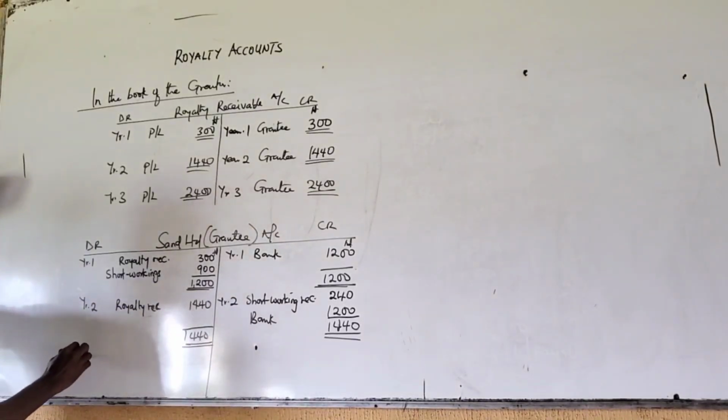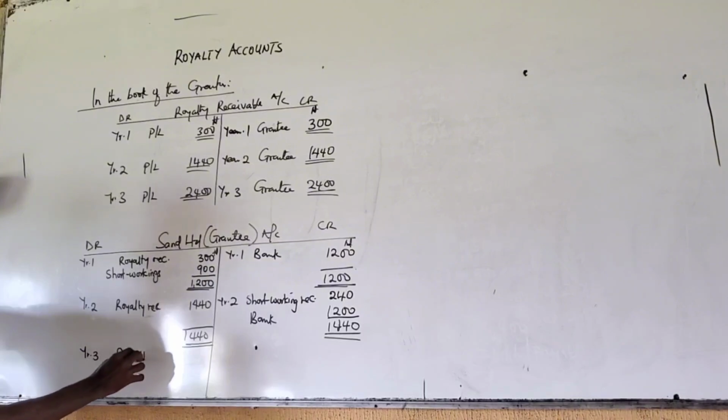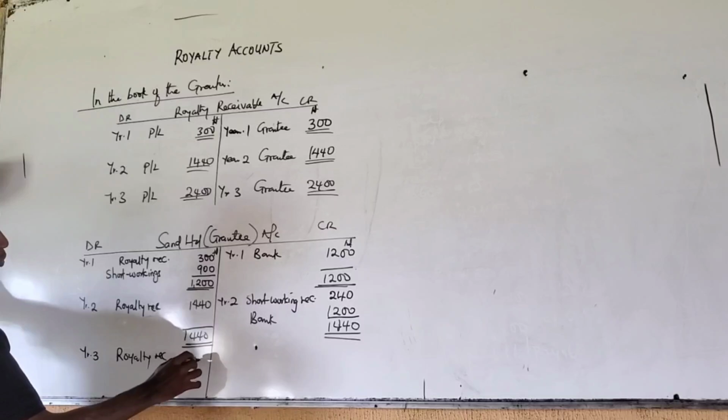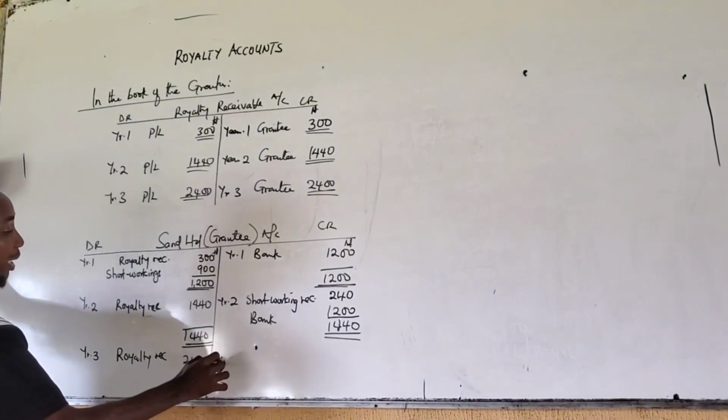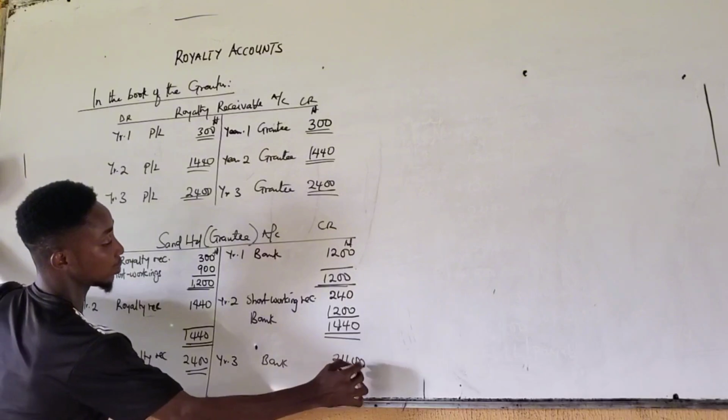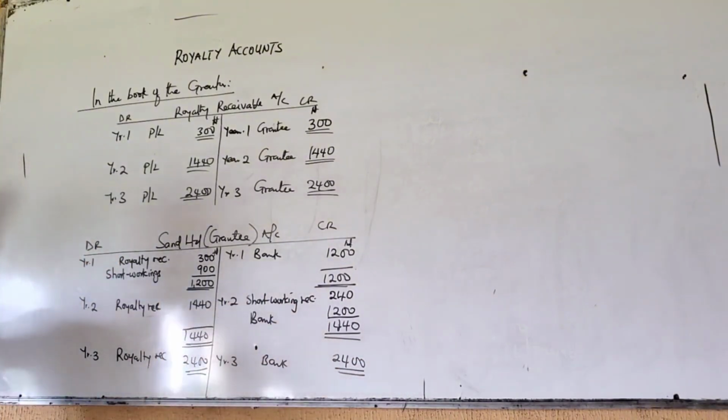Lastly, in year 3, how much is the royalty received by the landlord? 2,400. No short workings. So that's the amount you are going to pay to the landlord, 2,400. All right.